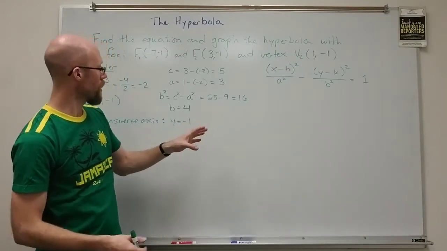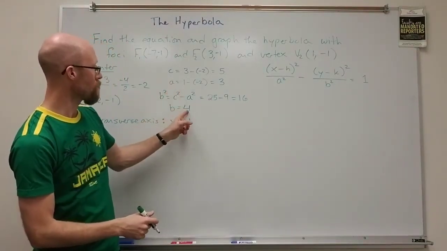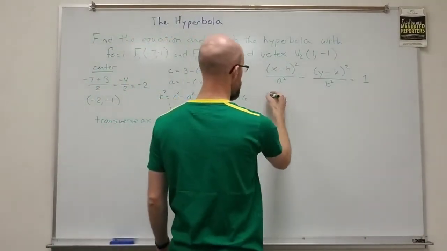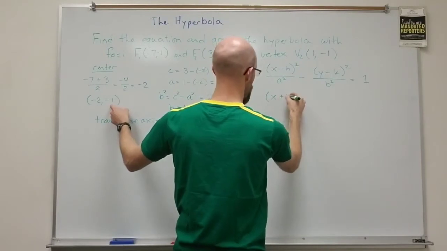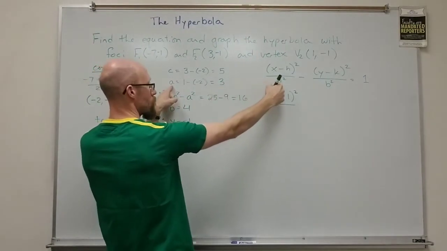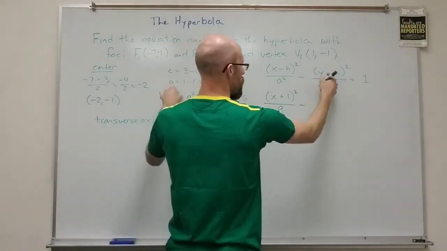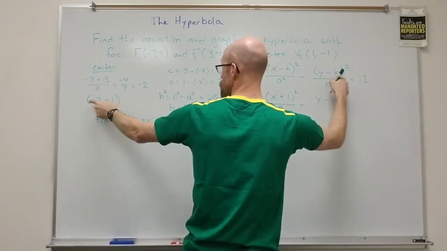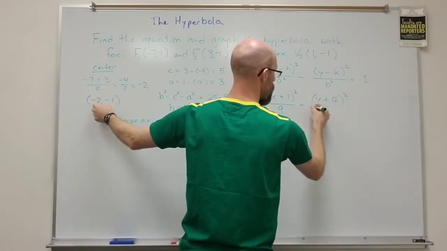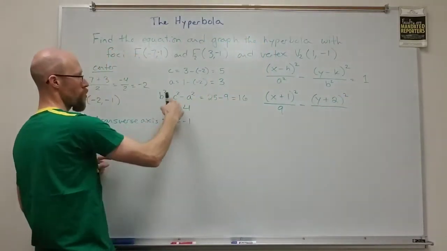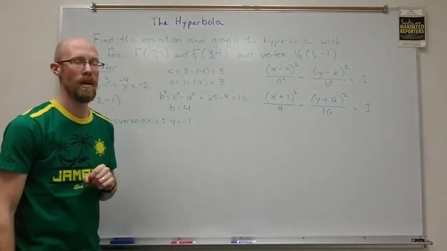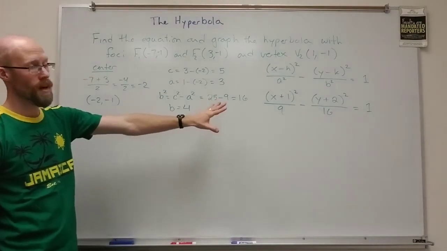And then I just plug in the known values of a, b, h, and k. So this is going to become x plus 2, change the sign. The a value, a is 3, so a squared is 9. Here I get y minus k, now k is -1, so it's actually y plus 1, change the sign. And b squared I know to be 16. And that should equal 1. So there's my equation. I have that part done.